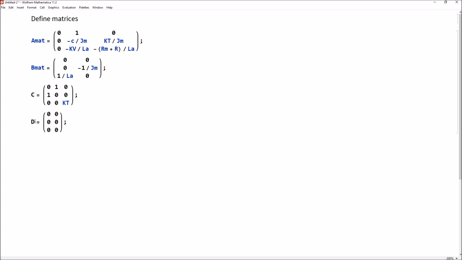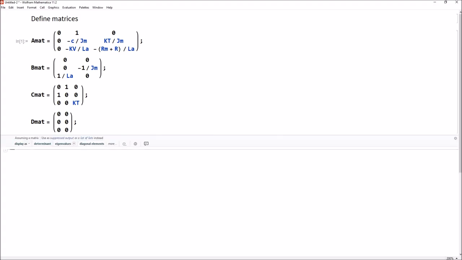So Mathematica already has these reserved. For example, capital D is the derivative or differentiation function, so I can't use that as a variable name. That's why I tacked on this suffix of mat behind them. And same thing with C. I believe C is like a complex number or something like that. Long story short, I can't use it. So that's why I call them A mat, B mat, C mat, D mat for all of these matrices. So again, let's go ahead and shift enter and get those into Mathematica.